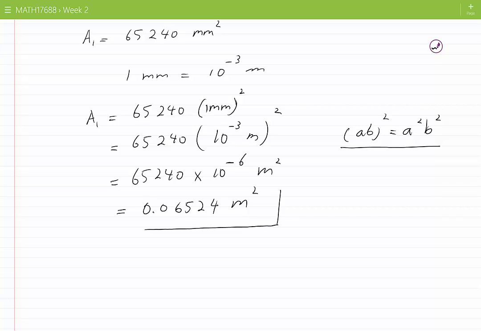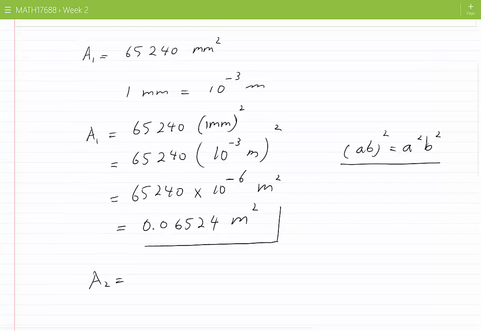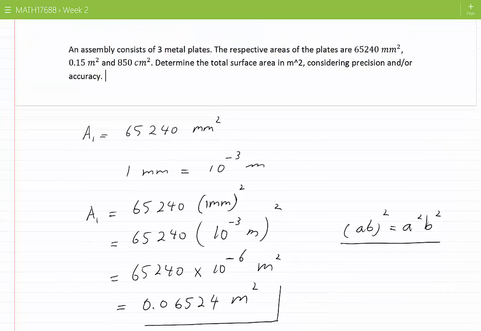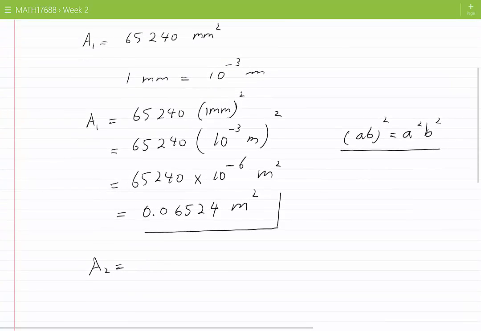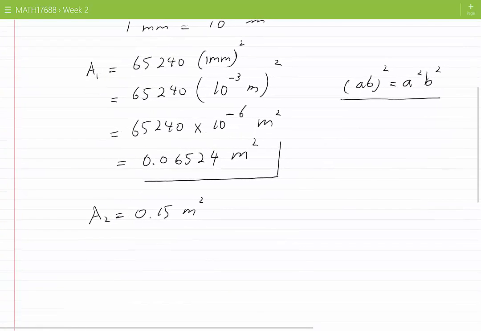The second area is 0.15 square meters. Because this area is already in square meters, we leave it the way it is.